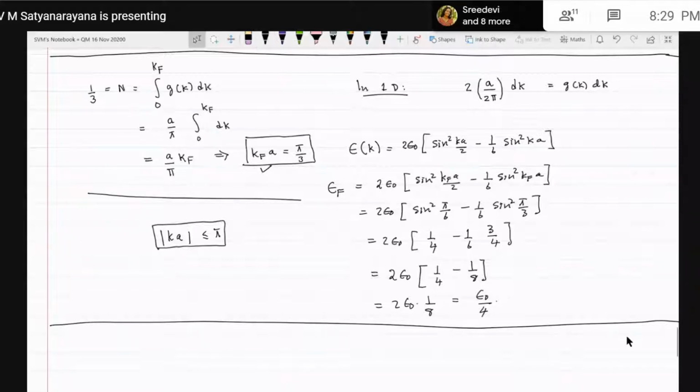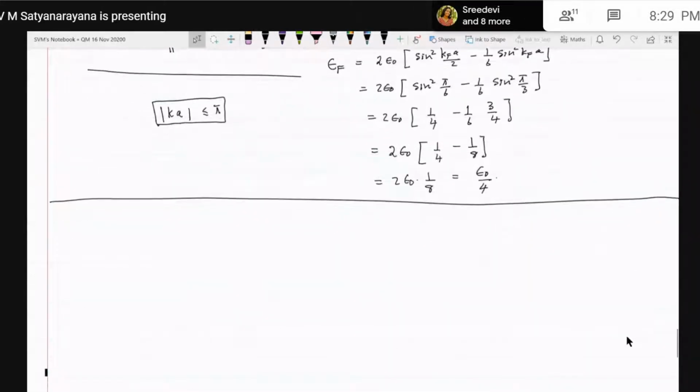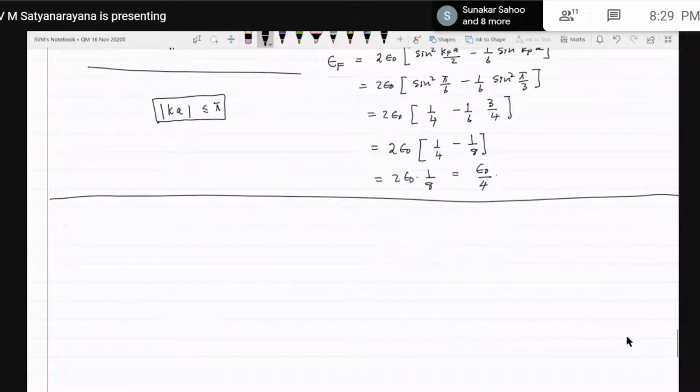Sir, a charged spinless particle of mass m is subjected to an attractive potential V of xyz, which is equal to half k times (x square plus y square plus z square). Simple harmonic oscillator, isotropic, where k is a positive constant.